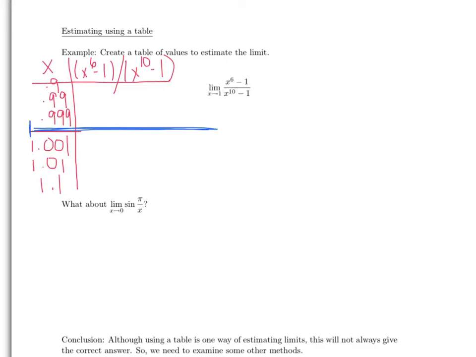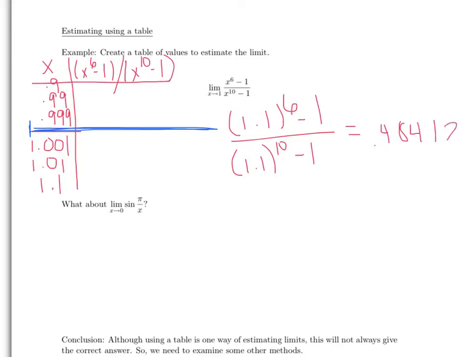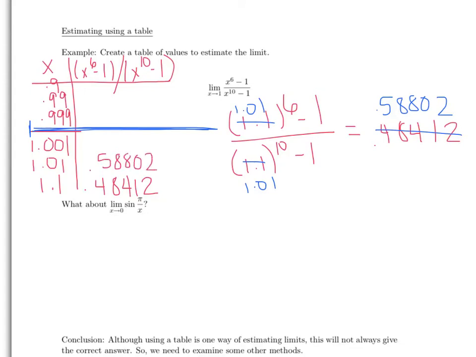So I can start with maybe the 1.1. Really all I'm doing is taking 1.1, raising it to the 6, subtracting 1, and dividing it by 1.1 to the 10th minus 1. If you punch that into a calculator, you'll get 0.48412, I believe. So that's the bottom number. Next, you'll want to plug in 1.01 and do the same thing. Then your new number is 0.58802. So that would go here. And you keep doing that all the way up.